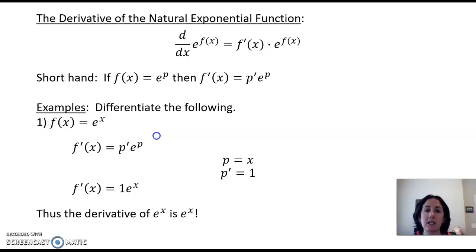So e to the x is a very special function whose derivative is itself. So the second derivative would be e to the x, the third derivative would be e to the x, and so on and so forth.